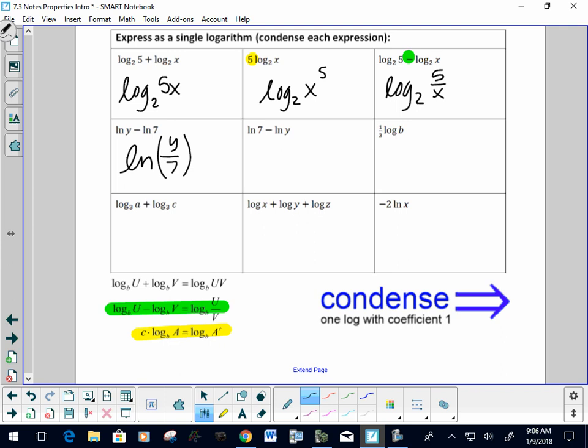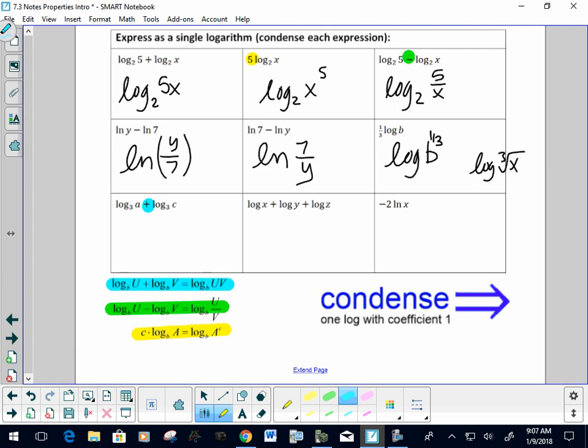Next one is the natural log of 7 minus the natural log of y. That would be the natural log of 7 over y. So be careful on the order with those subtraction ones. 1/3 of the log of b would be log base 10 of b to the 1/3, which if you want, you can write that as a cube root, whichever one you like. Log base 3 of a plus log base 3 of c, we're going to use our addition rule. So this will be the log base 3 of ac.